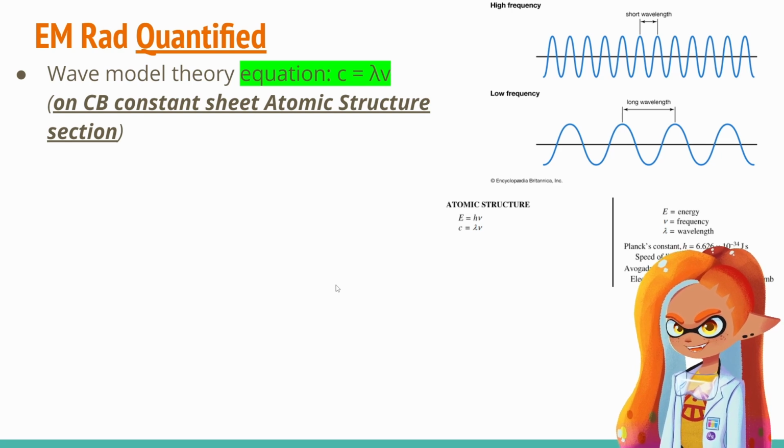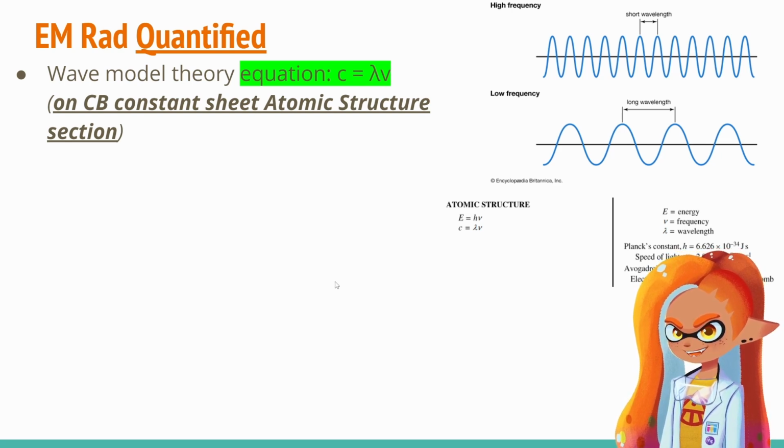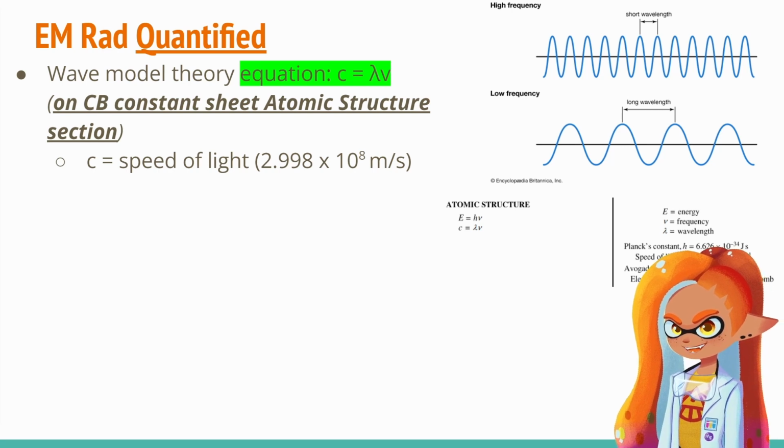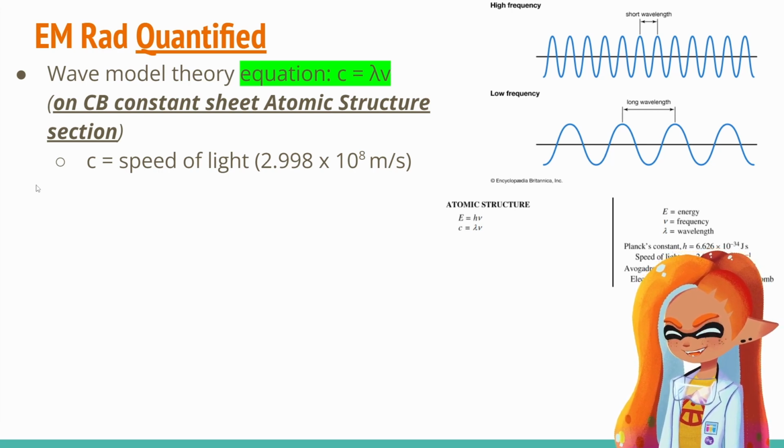So we're going to go ahead and go through each of the symbols and what they are. So first we have the speed of light. And the speed of light is a constant. And again, the constant is on the equation sheet, so you do not need to memorize it. Just make sure you can find it and be able to know its units and stuff. Again, it is on the constant equation sheet.